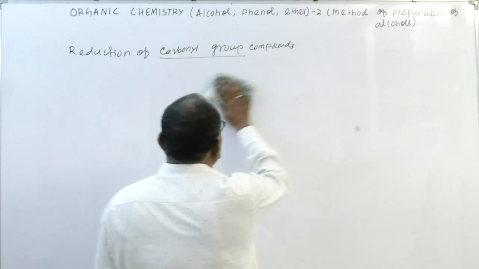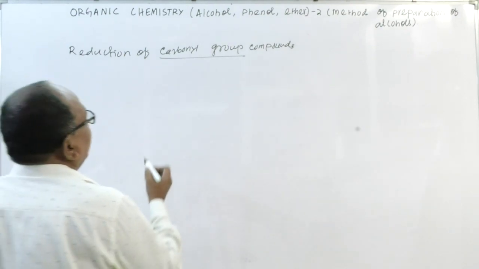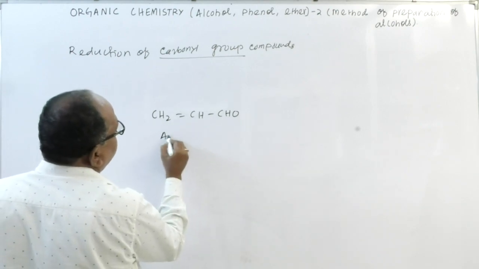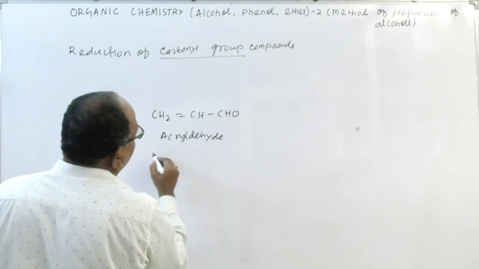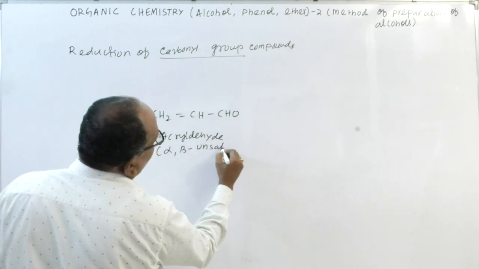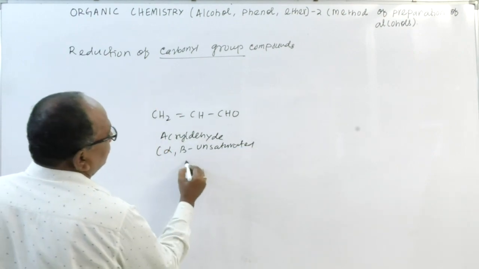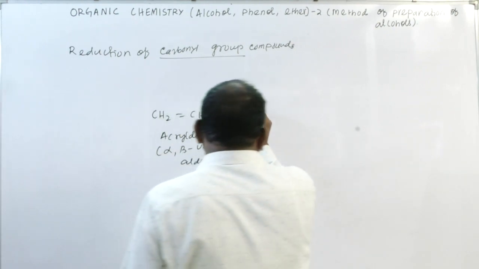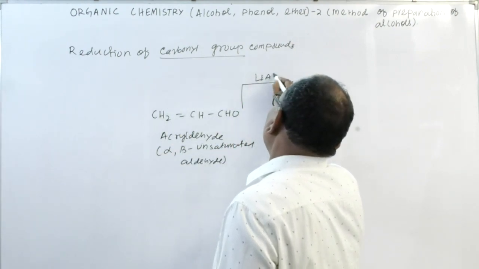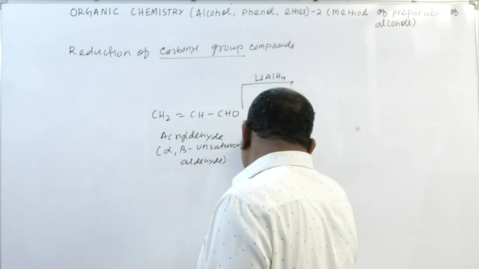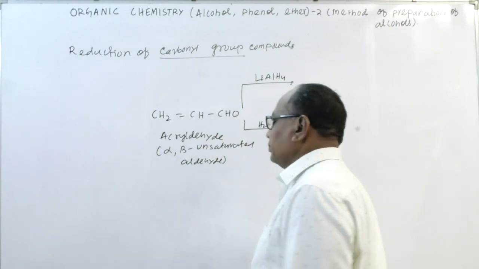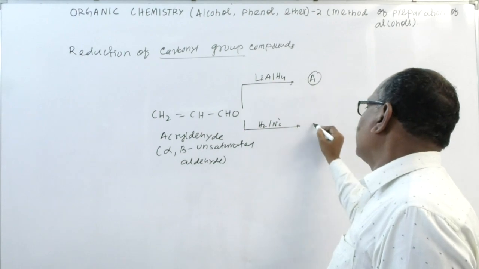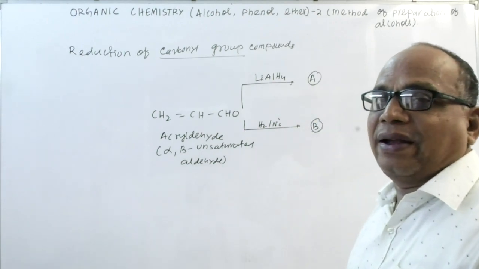Suppose I take an aldehyde, this is known as acraldehyde. It is one type of alpha beta unsaturated aldehyde. When this one is treated with lithium aluminium hydride, and some is treated with hydrogen in the presence of nickel, it will give two different products. Here the products, suppose this is A, this is B. Can you identify what is A and what is B?